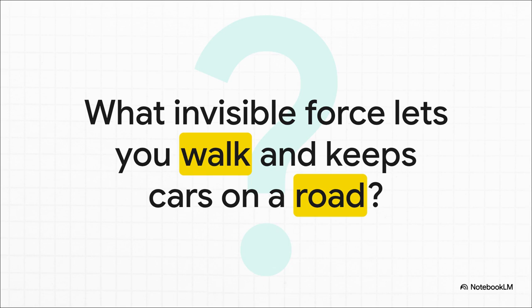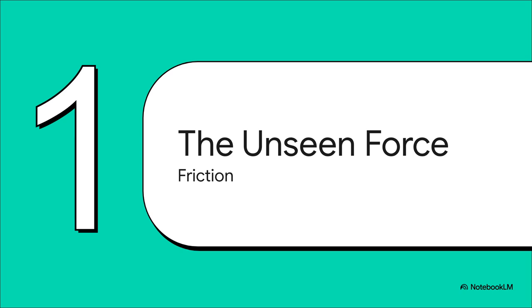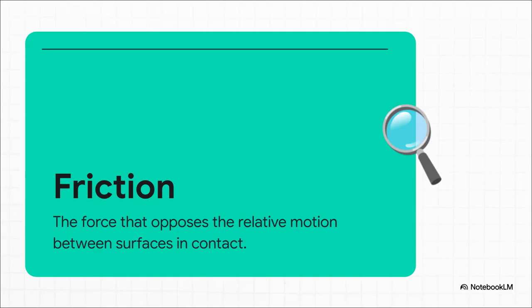What is that invisible force that literally lets you walk across the room and also keeps a car from flying off a curved road? It's a force that's all about opposition, and without it, our world would be a ridiculously slippery place. The answer, of course, is friction. It's the star of the show for the first half of this deep dive, and honestly, you have to understand it to solve pretty much any real-world physics problem. So, what is it really?